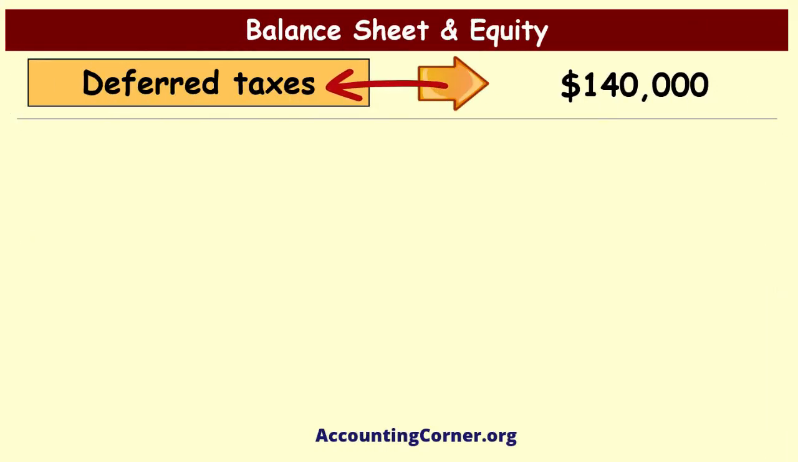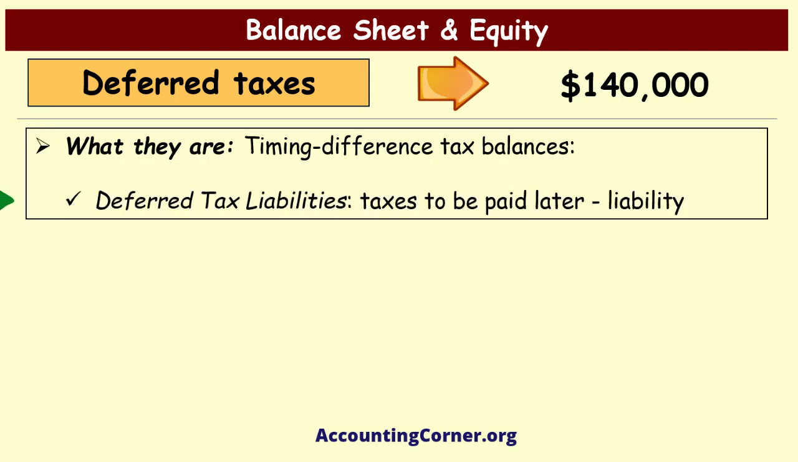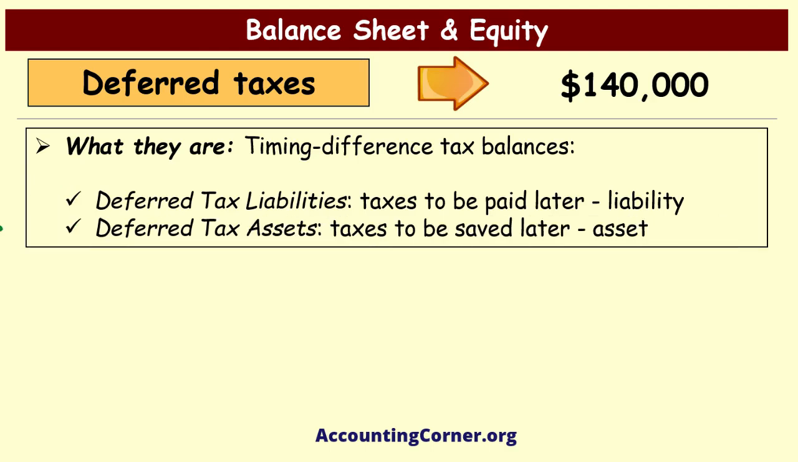Now let's analyze deferred taxes. Deferred taxes represent timing difference-related tax balances. They can be two types. Deferred tax liabilities. These are taxes the company will owe later. For example, accelerated depreciation, applied for tax purposes, versus straight-line depreciation, applied for accounting purposes. Deferred tax assets. These are taxes the company will save later. For example, expense accruals, which will reduce taxes in the future.